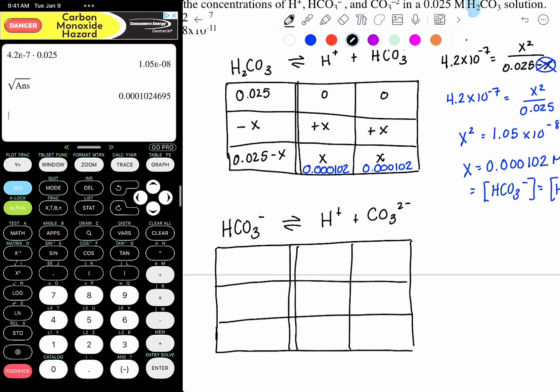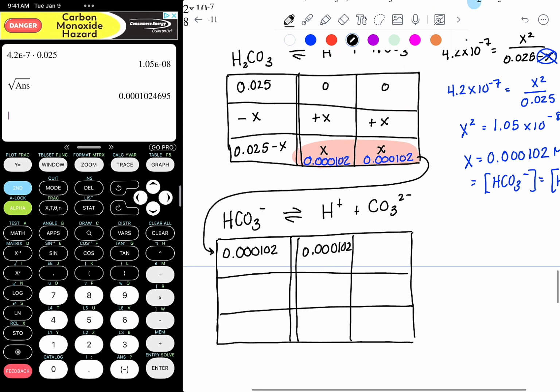The only difference comes from when we solve for our initial. So we take what's in this row and we bring it down here. So HCO3 minus had a concentration of 0.000102, and H plus had a concentration of 0.000102. We're adding to that concentration in our second ionization. I had some in my first, and I'm going to have more in my second. The initial concentration of the CO3 2 minus is 0 because we haven't ionized that hydrogen yet.